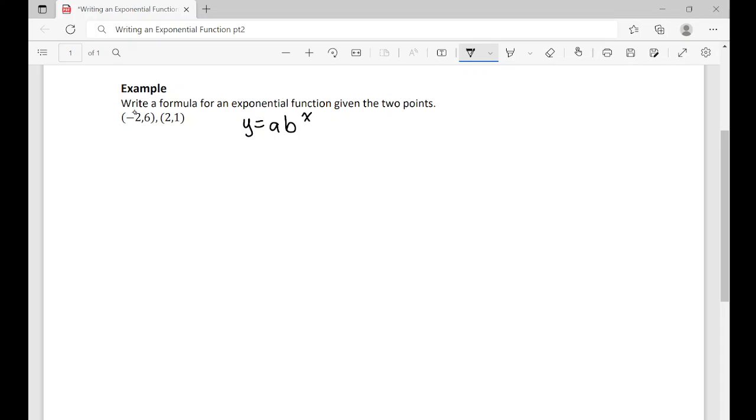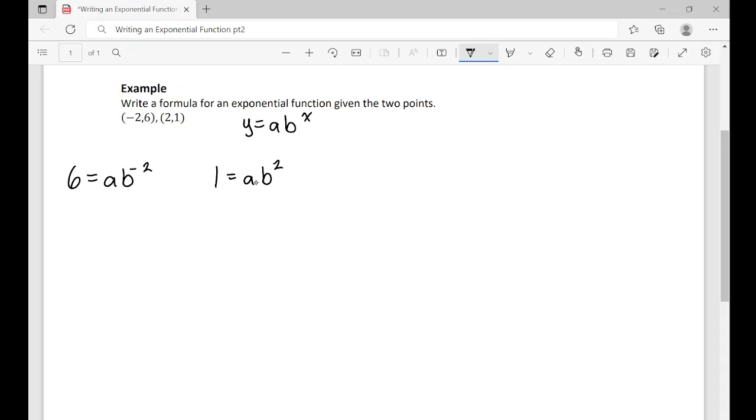So for the first one, x is -2 and y is 6. So for my first equation, I'm going to get 6 equals ab to the -2. And then for the second ordered pair, 2 is x and 1 is y. So I'm going to have the equation 1 equals ab squared.